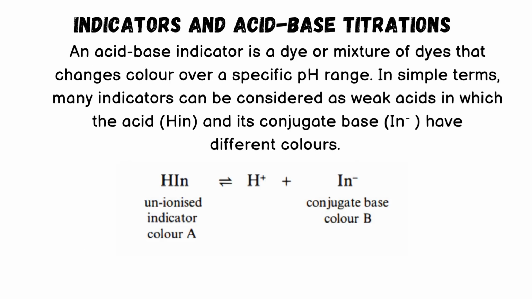Indicators and acid-base titrations. An acid-base indicator is a dye or mixture of dyes that changes color over a specific pH range. In simple terms, many indicators can be considered as weak acids in which the acid and its conjugate base have different colors.